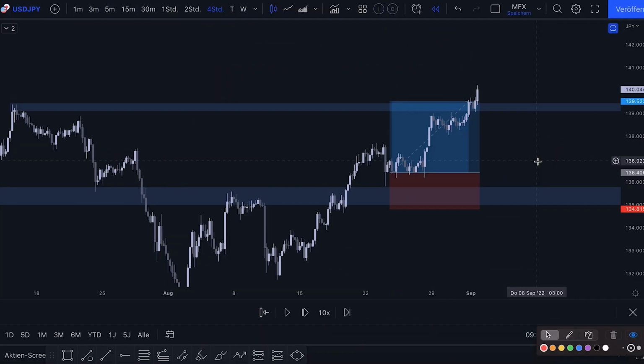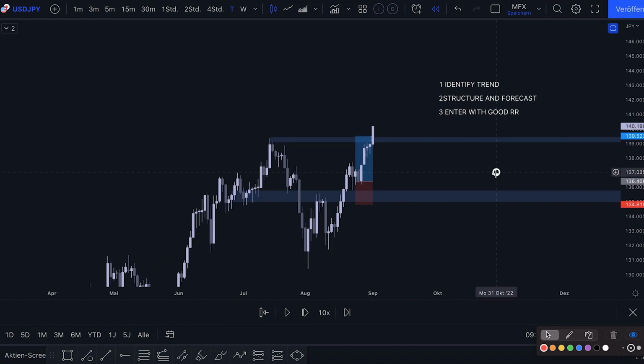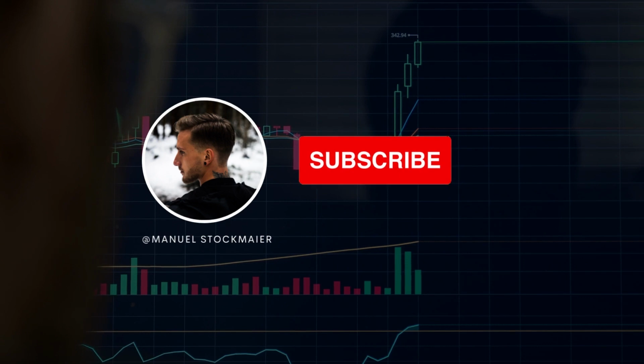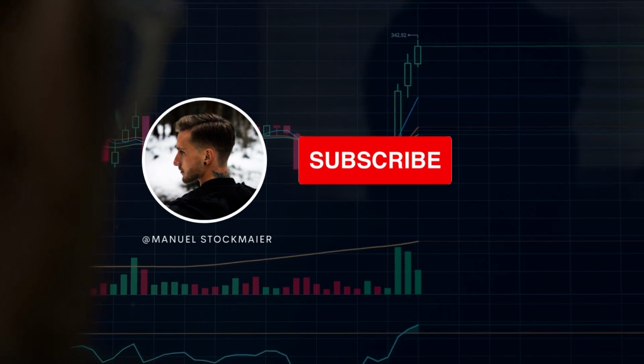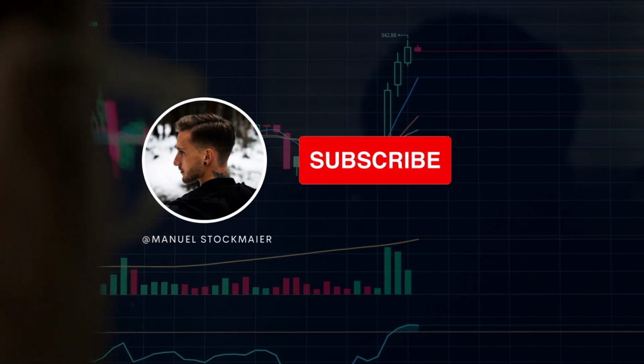So guys, it always comes to this easy 3-step process right here, right? So the first is to identify trend, then structure and forecast. These two are very important, and 3, enter with a good risk to reward. So it's very important that you stick to these rules, because if you only trade price action, then you also need to have a clear plan on how to proceed if you want to make profits from the market.